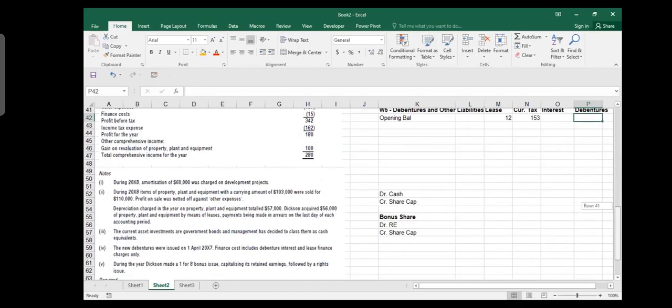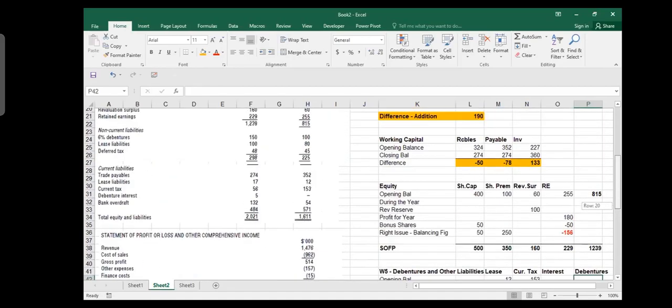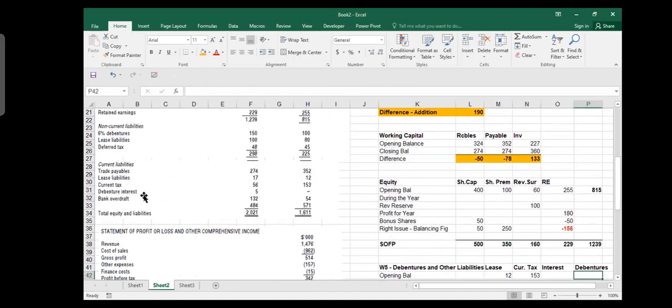It says that the new debentures were issued on 1st April. So we see that for the debentures here, there was no note. We only see from here that debenture interest is there, but debentures have been in long-term liability. So the debenture liability was 80.